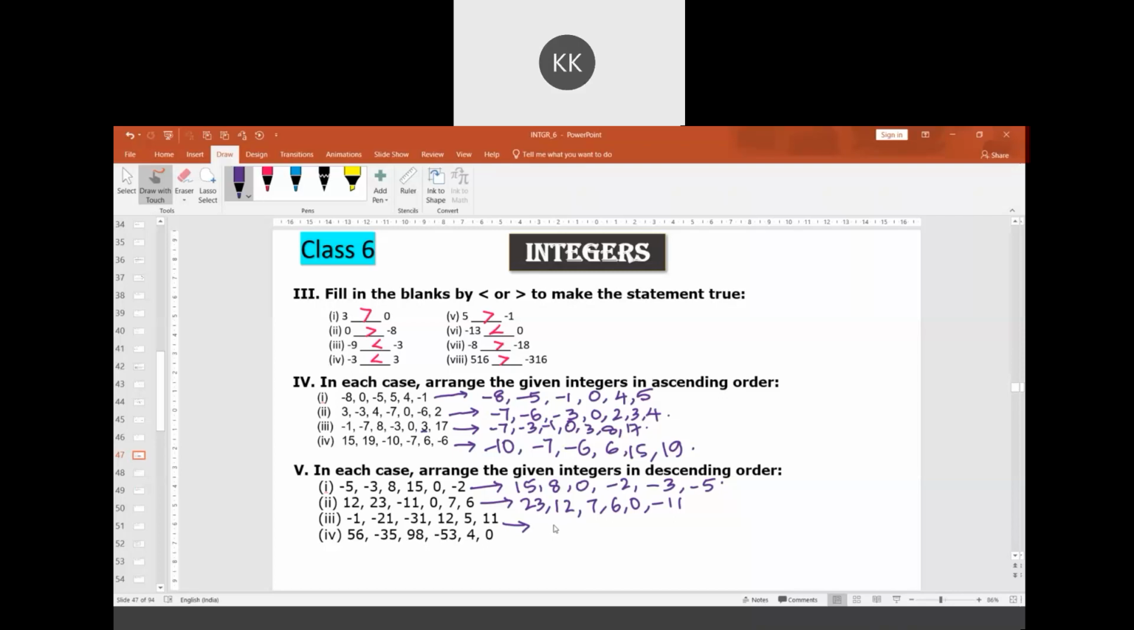Kumari Bharti. Sir, 12, 11, 5, -1, 21, -21, -31. Okay, good.